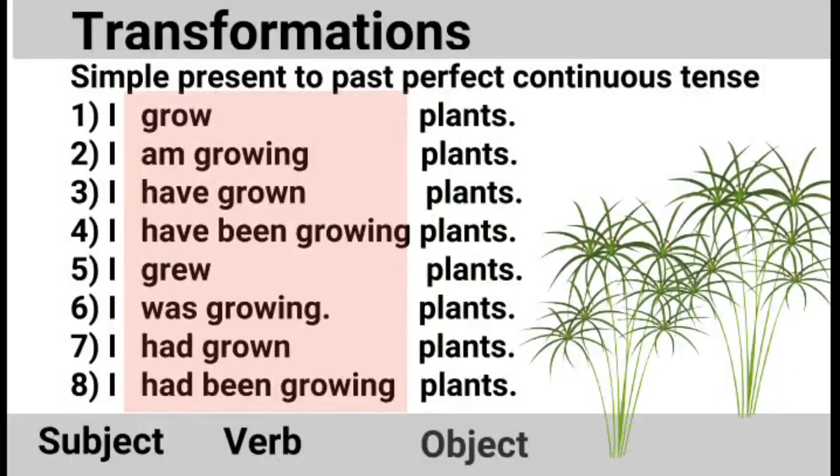Here we can see the transformation from simple present to past perfect continuous tense. How do we do this? This shaded part is the verb. This is the important one. Helping verbs and main verbs are there in the shaded part. First, the subject: I is the subject, plants is the object. So you can see simple present tense grow, present continuous tense am growing, present perfect tense have grown, present perfect continuous tense have been growing, simple past tense grew, past continuous tense was growing, past perfect tense had grown, past perfect continuous tense had been growing. Like this the tenses can be converted.